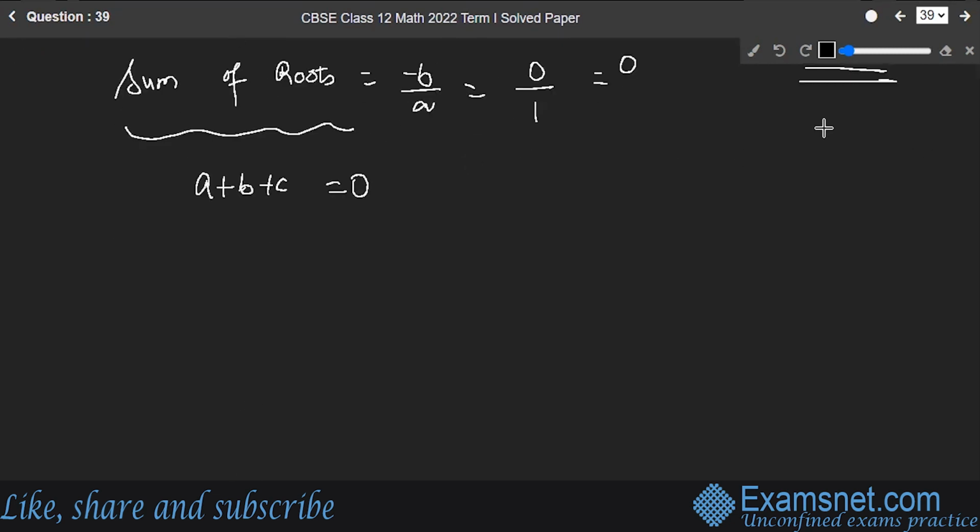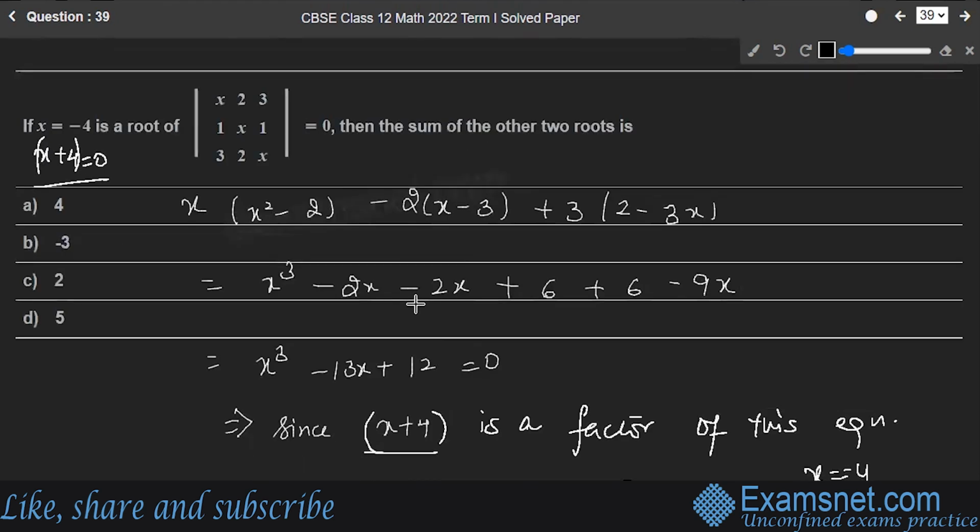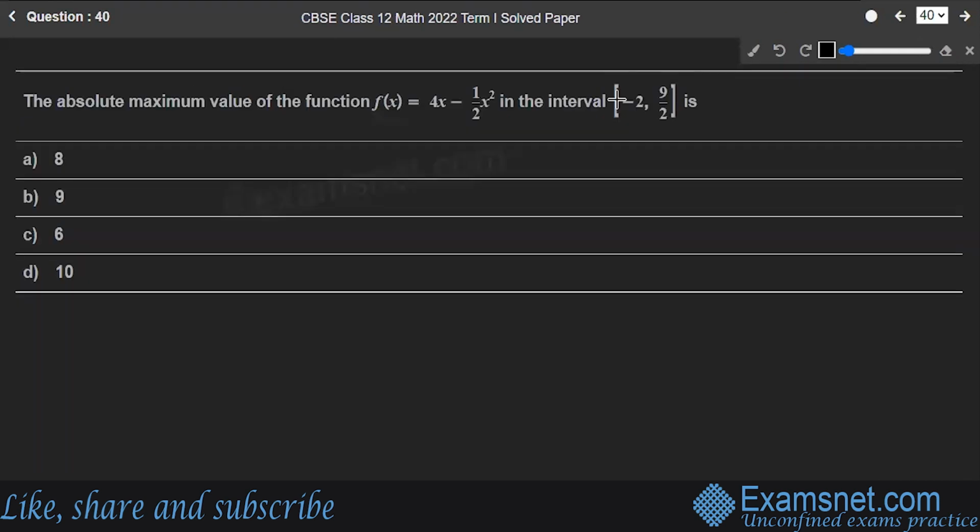And one root is given to you as x is equal to minus 4. So let that root be c, so let c is equal to minus 4. Out of these three roots, one root is equal to minus 4, which means a plus b minus 4 is equal to 0, or a plus b is equal to 4. Therefore, the sum of other two roots is equal to 4. That makes your option A the correct answer. Hope you got that. Let's move to the next question.